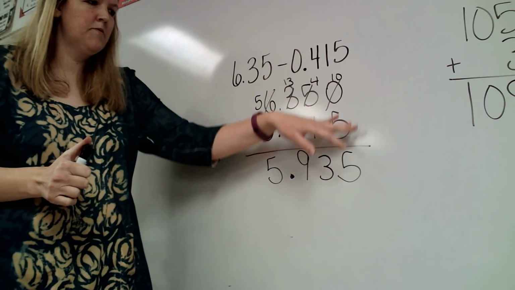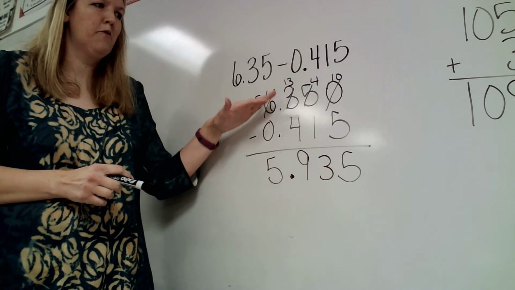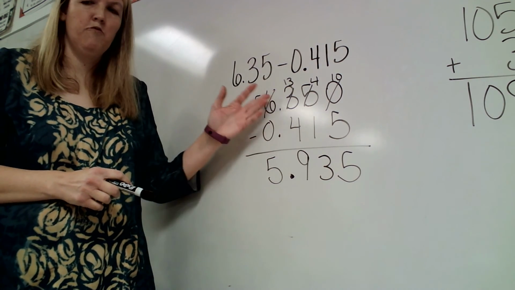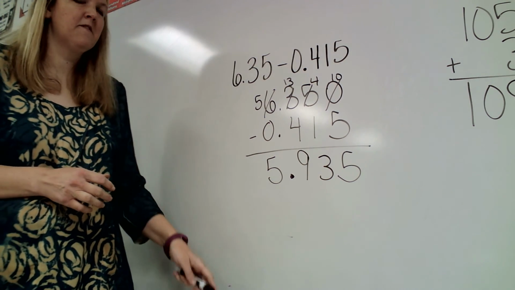And again, we've got to follow the same rules that we would with whole numbers. We subtract the like place values. We regroup if we need to. So you'll have a few practice problems like this on your form.